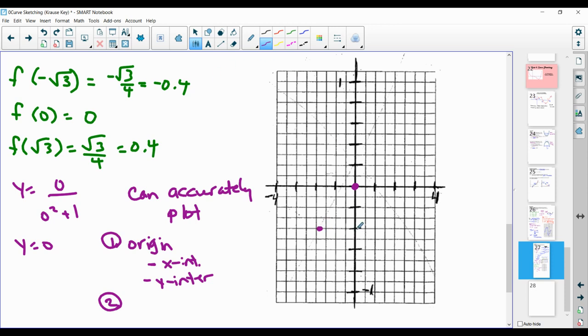And we have a point of inflection happening at 0, 0. And we also have a point of inflection happening at root 3 and root 3 over 4, and that's happening at about 0.4. So root 3, again, just a little under 2. And 0.4, 1, 2, 3, 4 is happening somewhere up there.